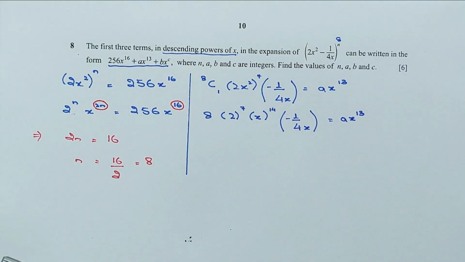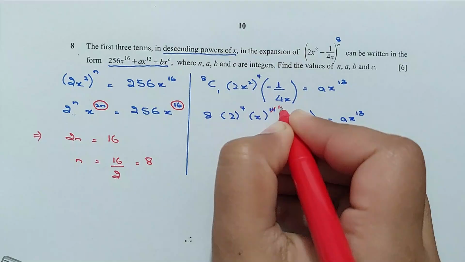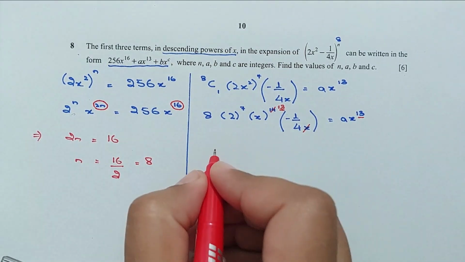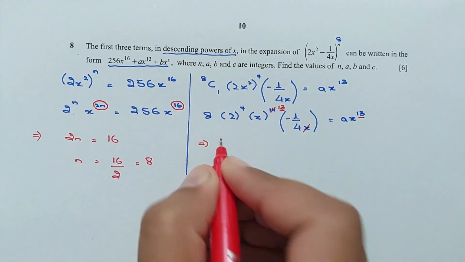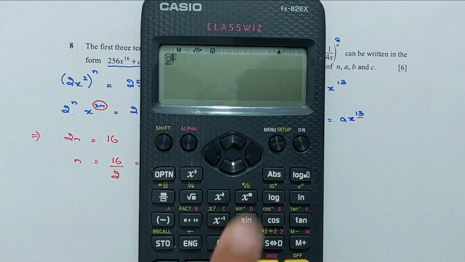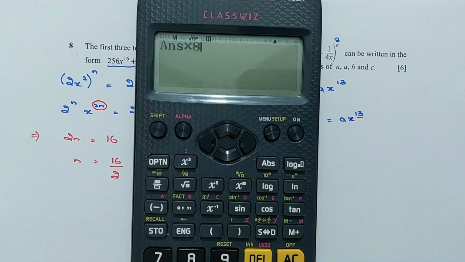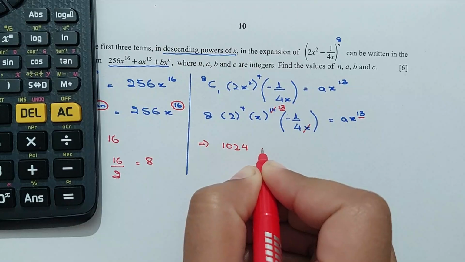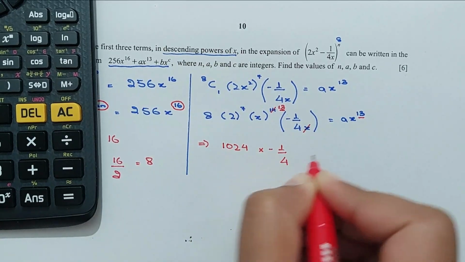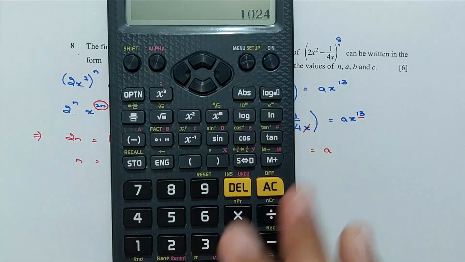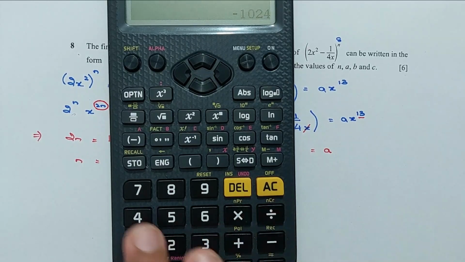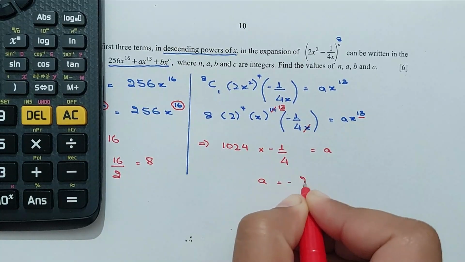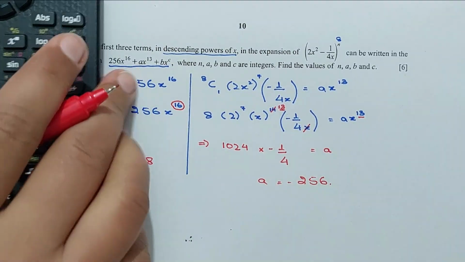This should be equal to ax exponent 13. We can equate the exponents. So x exponent 14 divided by x gives 13. So x exponent 13, x exponent 13, we can equate it. And what is left? 2 exponent 7 is 128, 128 times 8 is 1024, and 1024 times minus 1 by 4 should be equal to a. So minus 256 is the a value. Right, we got the a.